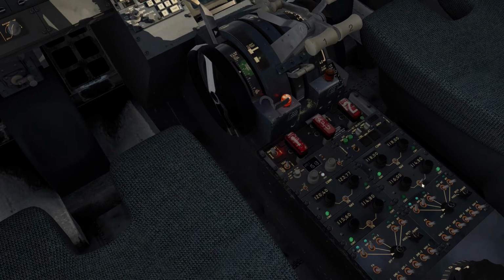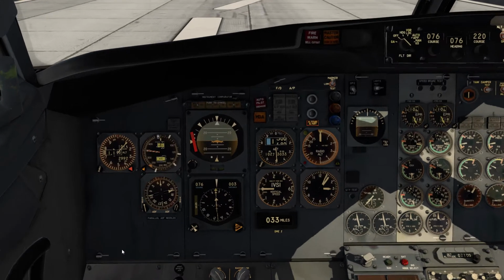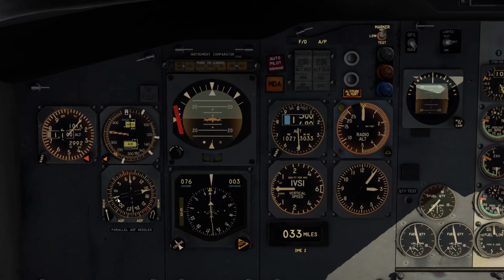I have that tuned in right here, and I am tracking it right now. You can see it's lit up, so I'm tuning it. This is my DME2. It's telling me 33 miles to DME2, which is Stanfield VOR. And I also have this handy tool right here. This is showing me where Stanfield VOR is. So Stanfield VOR is off to my right.